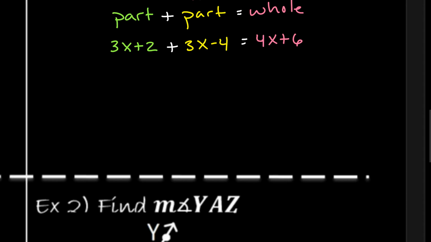Combine like terms. Simplify, combine like terms. So what are my like terms? So 3x plus 3x is? 2 minus 4 is? And then what should I do? So I'm going to subtract 4 over. And I'm going to add 2.